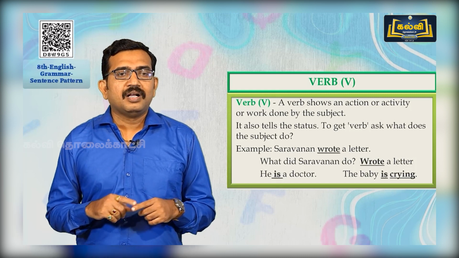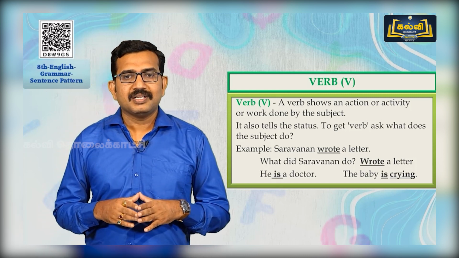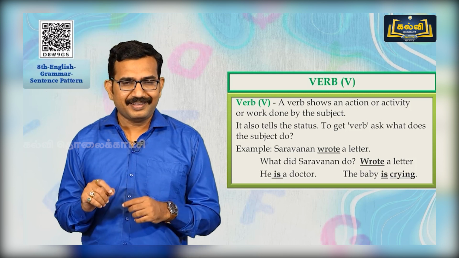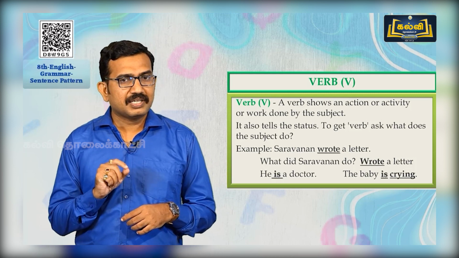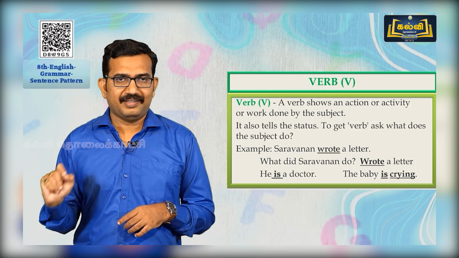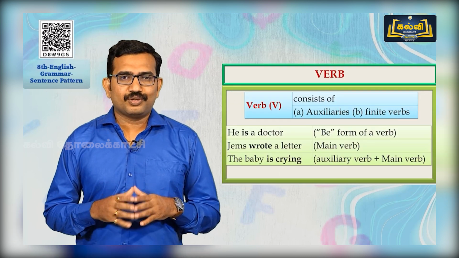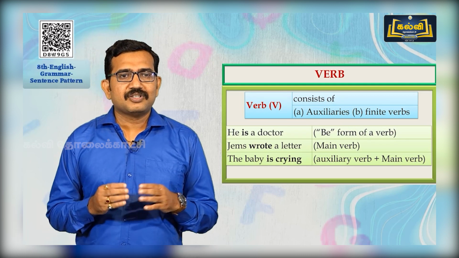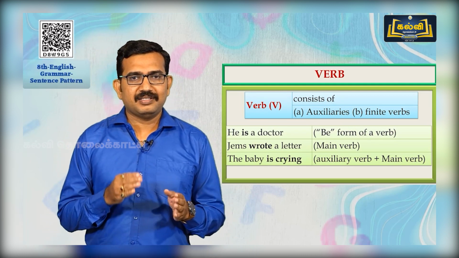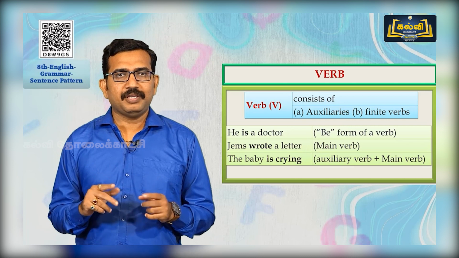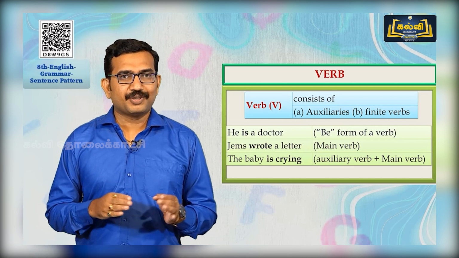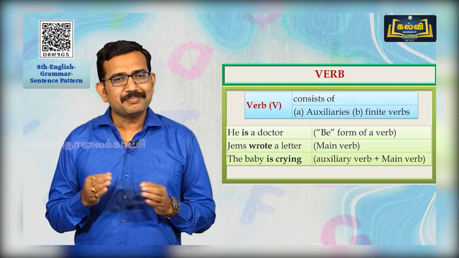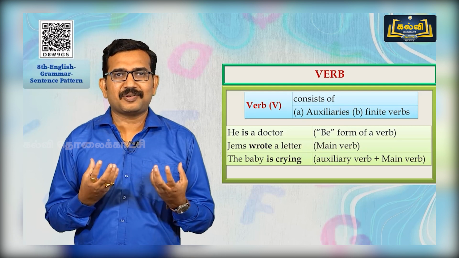The example is Saravanan wrote a letter. Here, what did Saravanan do? He wrote a letter. Verb consists of two items, auxiliaries and finite verbs. So we'll check some examples. He is a doctor. Is is a be form of verb. James wrote a letter. Wrote is a main verb. The baby is crying.